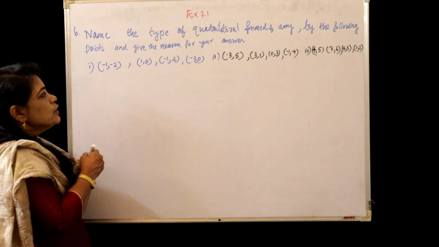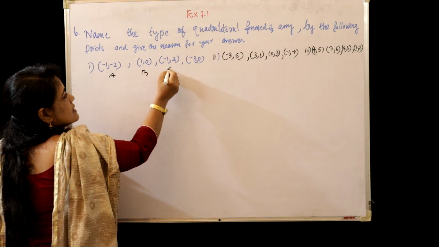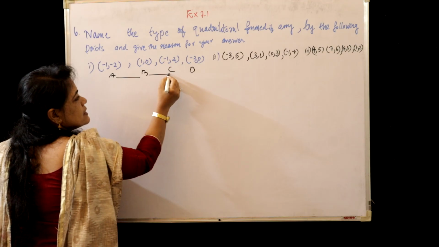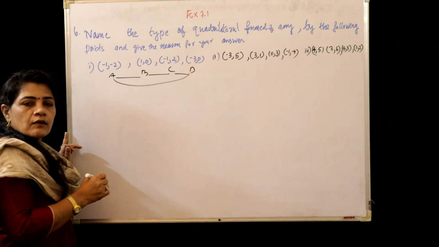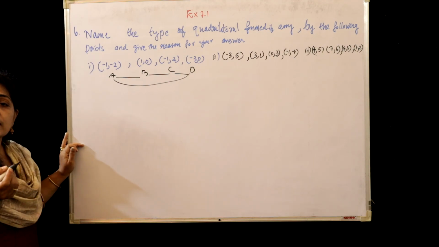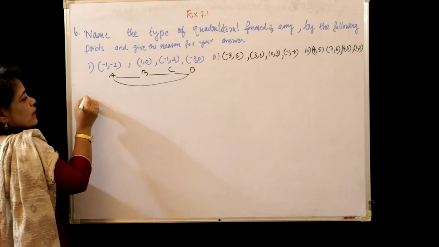Okay, if you draw this and mark the vertices as A, B, C, D, we have to find out AB, then BC, then CD, and finally AD, using the distance formula. And we have to check whether the diagonal property holds, isn't it? So we can apply it one by one.